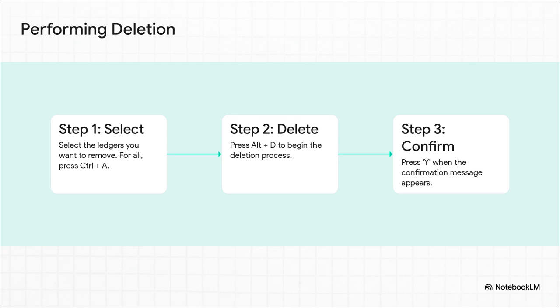And actually doing it is super simple. Right there on the Show Unused screen, you could select ledgers one by one, but for a real bulk cleanup, just press Ctrl+A to select everything on the list. Then hit Alt+D. Tally's going to ask, are you sure? Just press Y for yes, and just like that, all that clutter is gone.